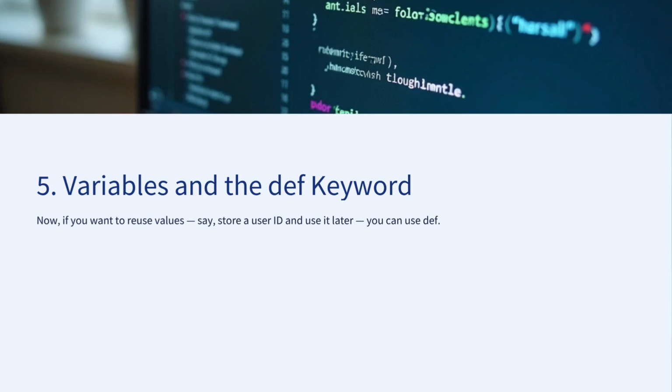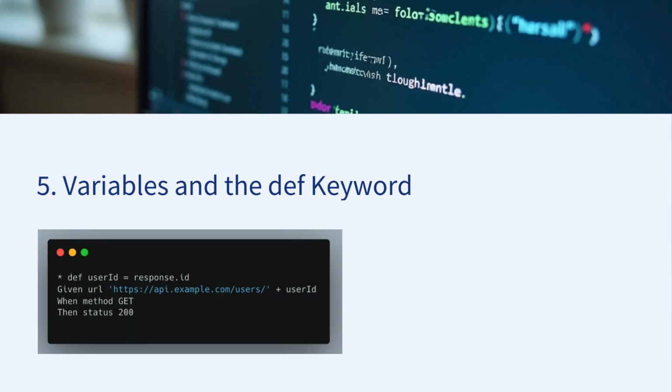5. Variables and the def keyword. Sometimes, you'll need to store and reuse values between steps. Like capturing a user ID from one API and using it in another. For that, Karate gives us the def keyword. Example. Here's what's happening. We're grabbing the user ID from the previous response and saving it into a variable called userId. Then we're using that variable to call the next API, fetching details of that exact user. You can define strings, numbers, JSON objects, or even entire functions using def. It's just like declaring variables in JavaScript.